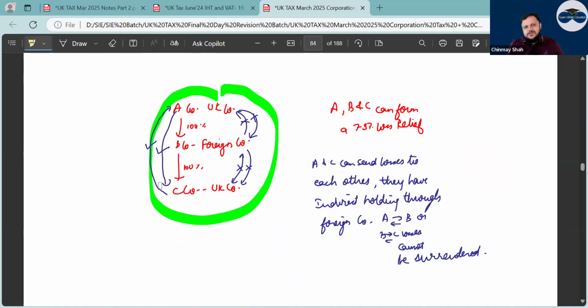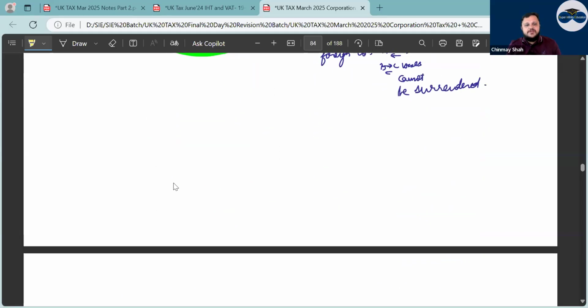Then can a foreign company be part of a group? A company holds 100% in B company. B company holds 100% in C company. A and C are UK companies. Can you directly or indirectly hold, or can A, B, C become a group? Yes. But can you share losses with B company? No. No one can give losses to B company, and B company cannot send losses to any of the companies, because it's an overseas or foreign company, right?